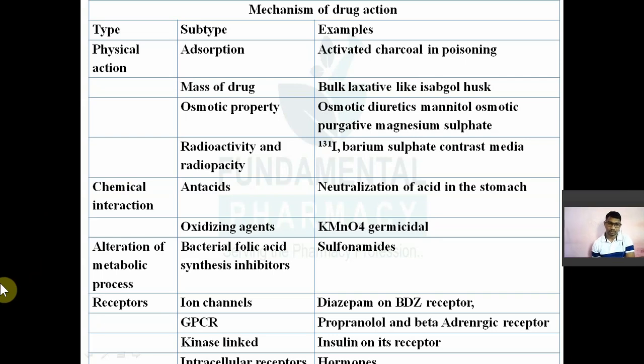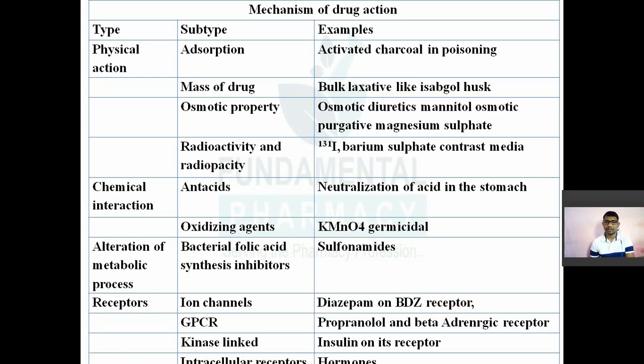Now drug may act via various kinds of receptors and enzymes. So for example, drug will change the permeability of ions. For example, drug may interact with the ion channels and they will change the permeability. I have told you an example. Diazepam is a CNS depressant or sedative hypnotic drug. It will bind to the benzodiazepine receptor and it will increase the chloride ion permeability.